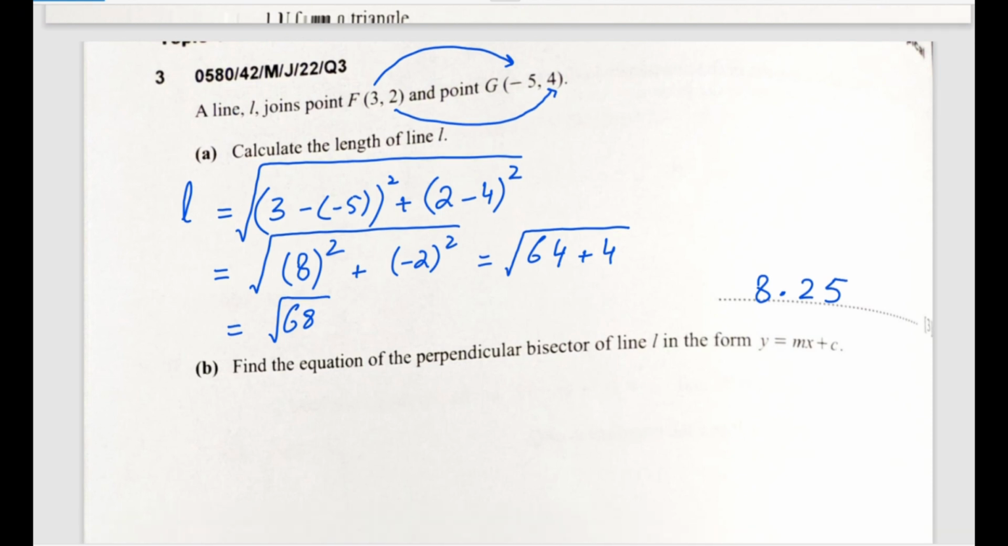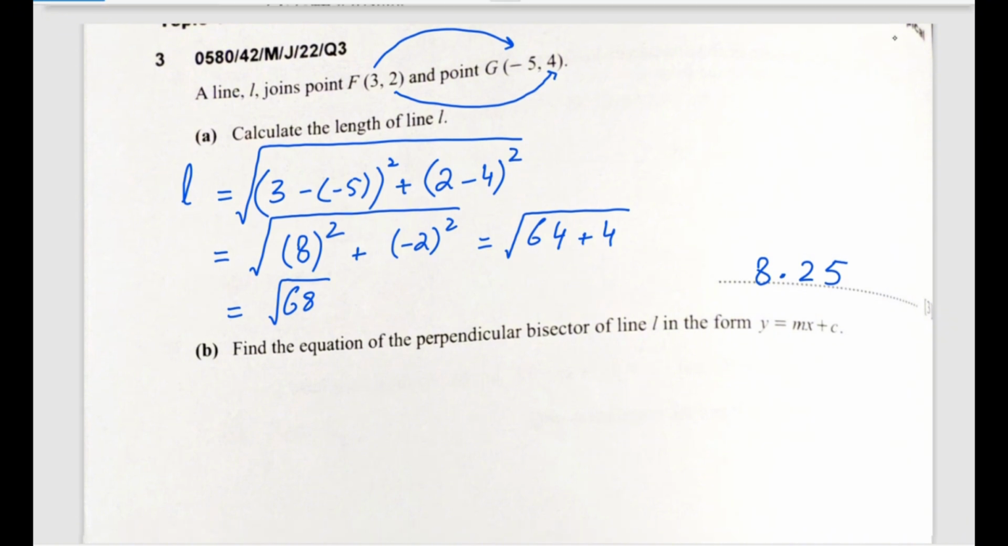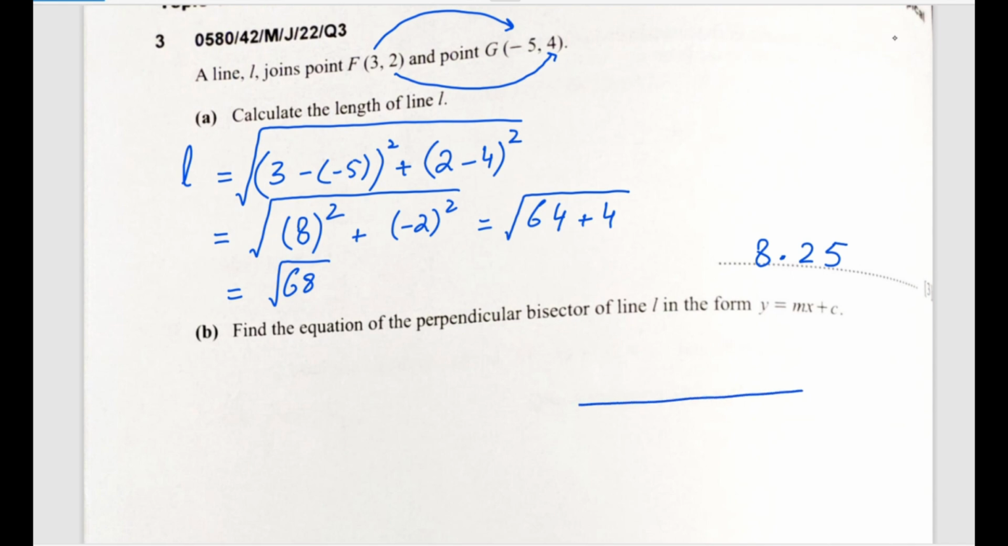Now find the equation of the perpendicular bisector of the line in the form y is equal to mx plus c. In order to find the equation of the perpendicular bisector, first of all, we will find the midpoint of line FG, which will be a coordinate point of the perpendicular bisector, and the gradient of line FG. The negative reciprocal of the gradient of line FG will be the gradient of the perpendicular bisector line. So how will we solve this? I'm drawing this diagram here only for understanding purposes, but in the examination there is no need to draw it.